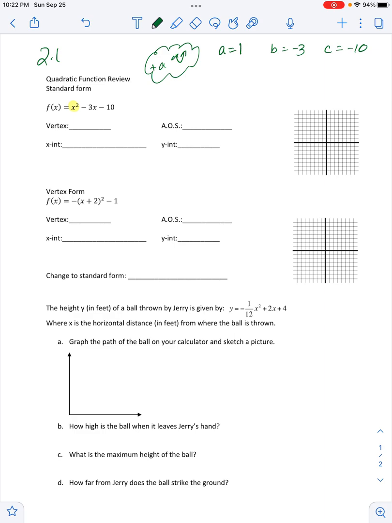10. So when I go to do my vertex, I need to remember that to find that x coordinate, I'm taking the opposite of b over 2 times a. So I'm going to end up with 3 halves, 1.5, whatever floats your boat. It's possible that 1.5 will make your life easier because it's easier to find when you go to graph it. To find the y coordinate, I need to just go immediately into my function and plug in what I got for x.